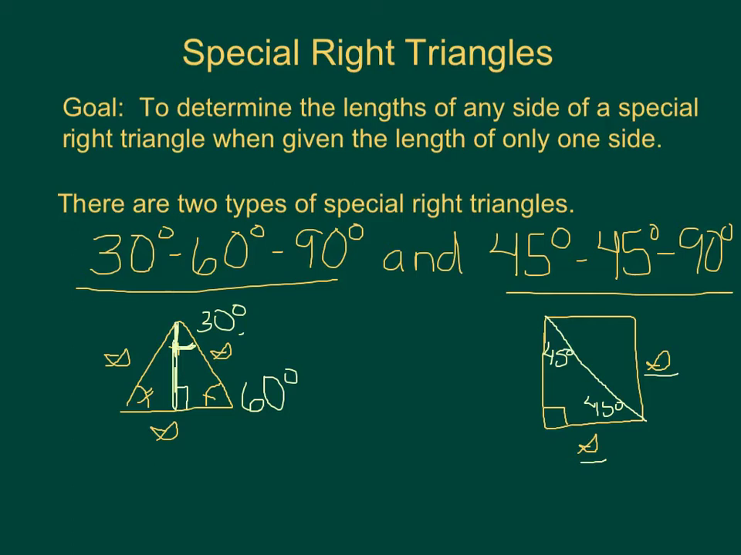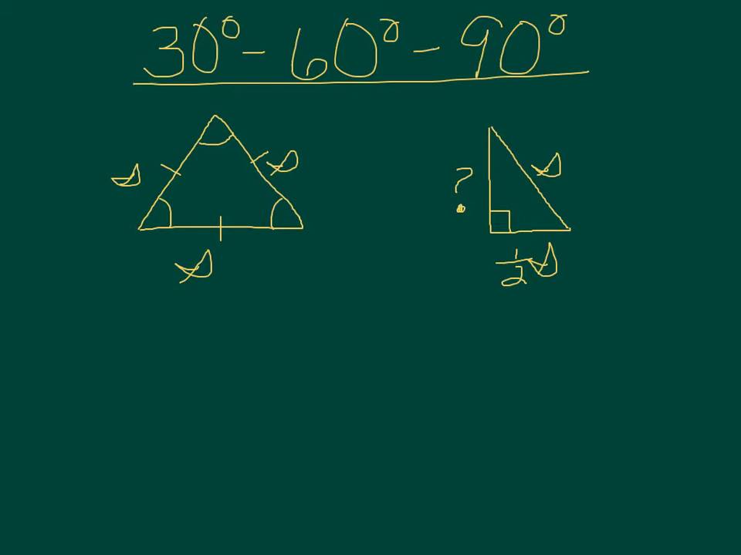So on the next pages, I'm going to look at each special right triangle separately. So here we have our equilateral triangle. Notice we have our three equal angles and three congruent sides, all marked with the length of S, and I have cut it right down the center. And so that leaves me with this little triangle over here, and here's my side S from the equilateral triangle, side S, and since I've cut it right in half, this has to be 1/2 of S.